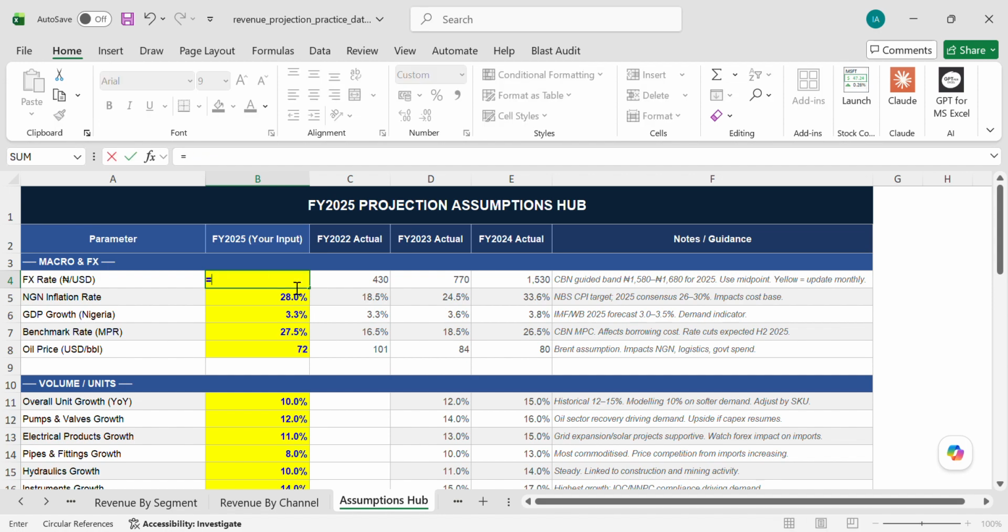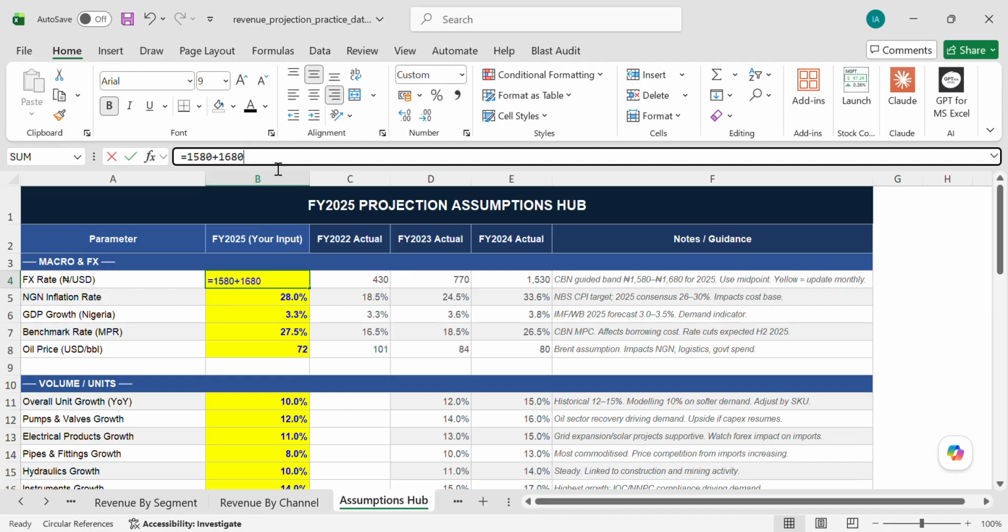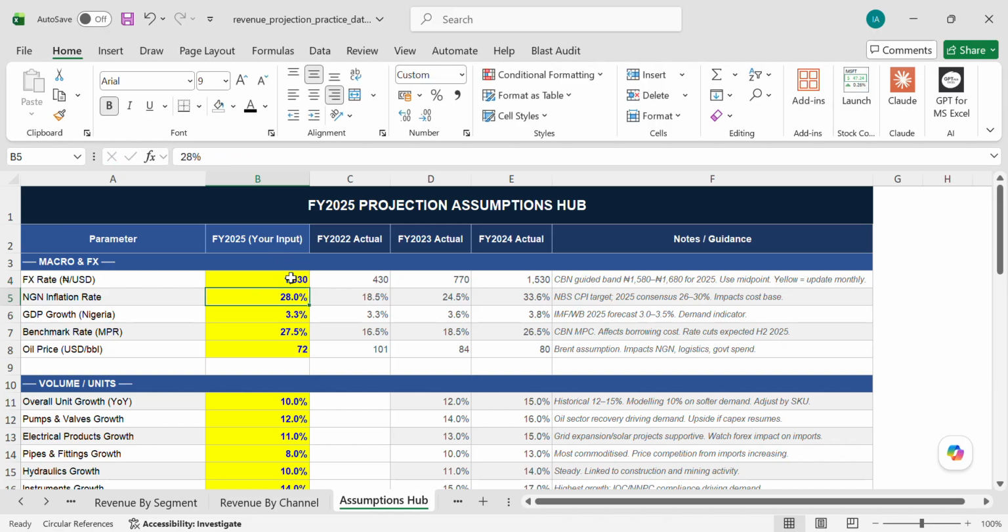Let's say for instance 1580 plus 1680, which the CBN has projected. This will give you this divided by 2, which basically is going to give you 1630, which is what we had initially.